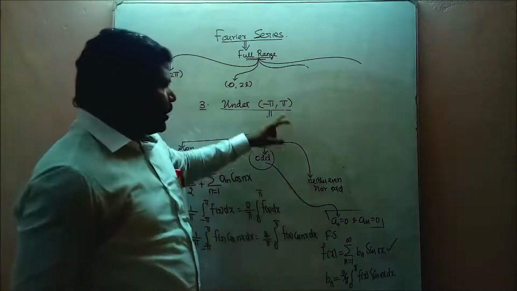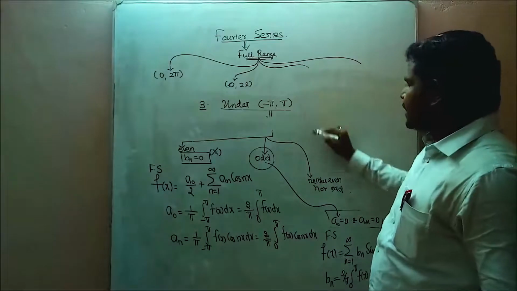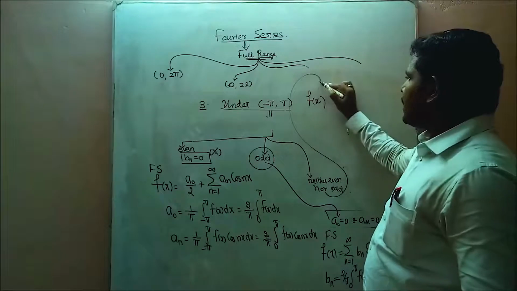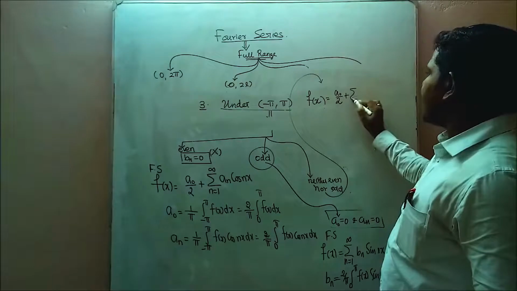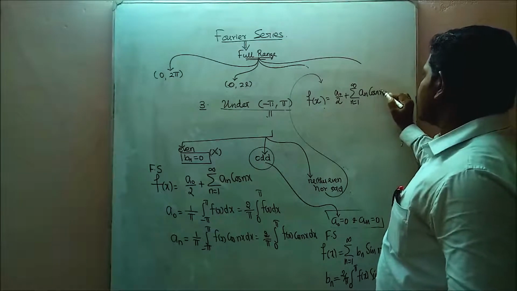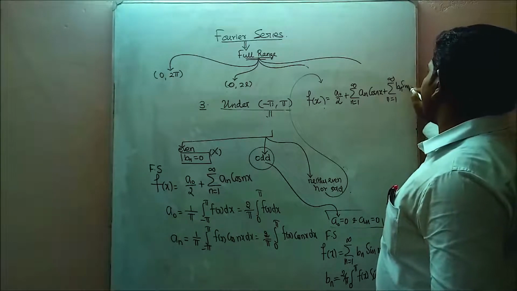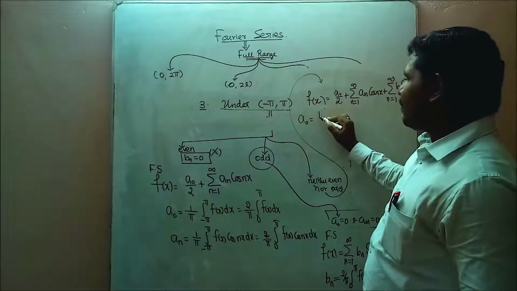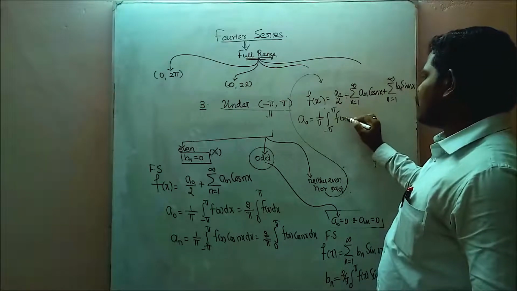Suppose the given function is neither even nor odd, then the Fourier series becomes f of x is equal to a0 by 2 plus sigma n is equal to 1 to infinity an cos nx plus sigma n is equal to 1 to infinity bn sin nx. So அப்புறம் a0 is equal to 1 by pi integral minus pi to pi f of x dx.